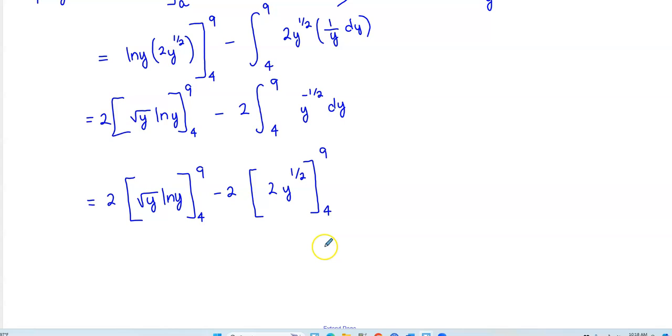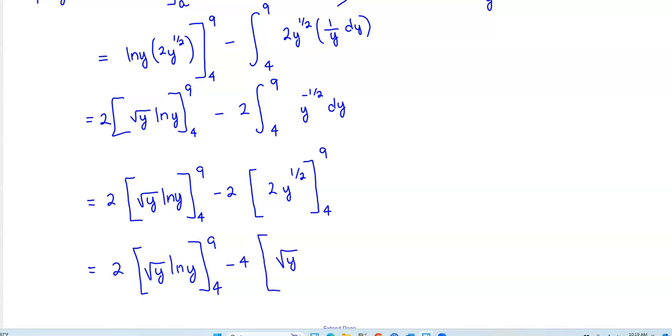Okay, now what we can do is we can go ahead and then factor out the 2. So we can go ahead and just rewrite this. So we have 2 times the square root of y times the natural log of y going from 4 to 9. And then factor out the 2, so 2 times minus 2 is minus 4. And then y to the 1/2 is the square root of y going from 4 to 9.